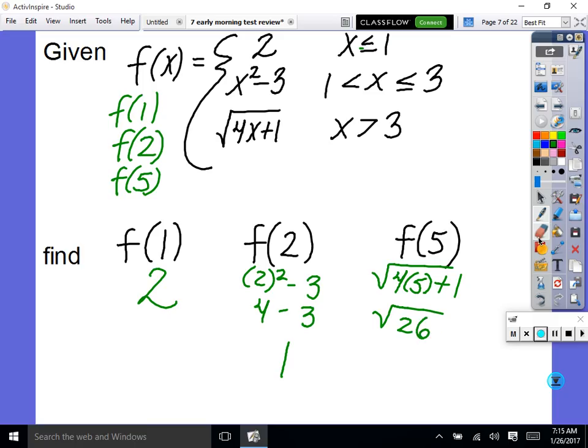Yeah, it's 21, not 26. 4 times 5 is 20, plus 1 is 21. That would be our answer. Does everybody see how you just plug it into the appropriate spot and you're done? Okay, awesome. That's all you're going to be asked to do.